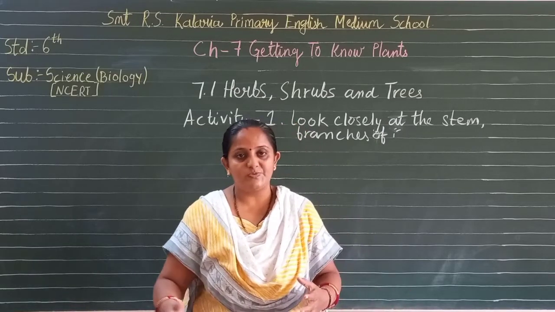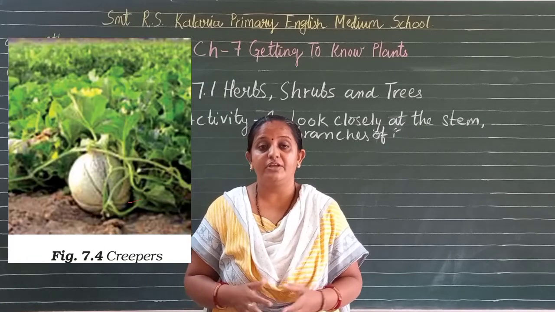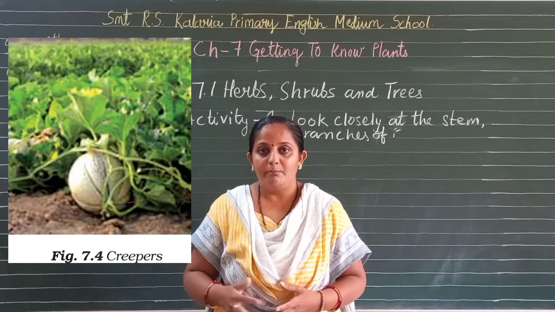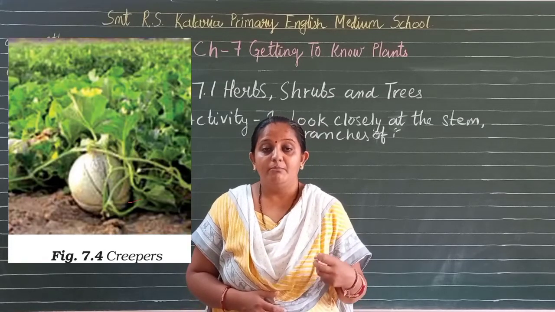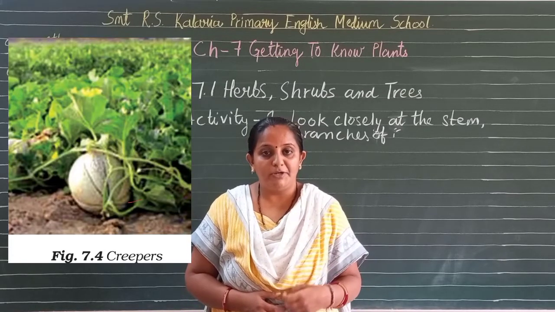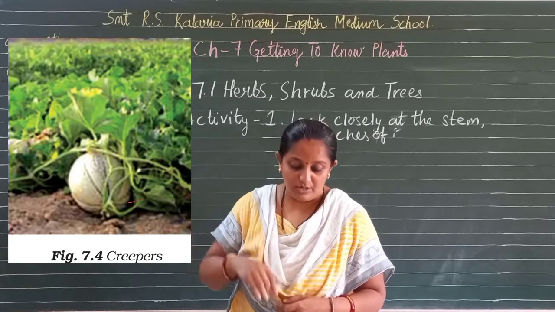Creepers are also runners, we can say, which grow around the ground and cannot grow by supports. For example, watermelon and muskmelon, isn't it? And the climbers are, we can say, money plant, ribbed gourd, bitter gourd. So these are the plants which need a support to climb.